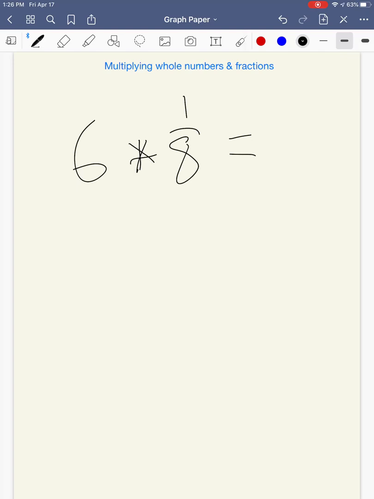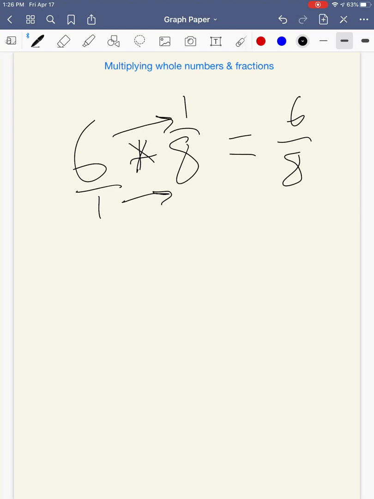So we want to remember 6 wholes, this first one. I can write that as a fraction. That is 6 over 1. And now I can multiply the numerators. 6 times 1 is 6. 1 times 8 is 8. So 6 groups of 1/8, 6 times 1/8, is 6/8.